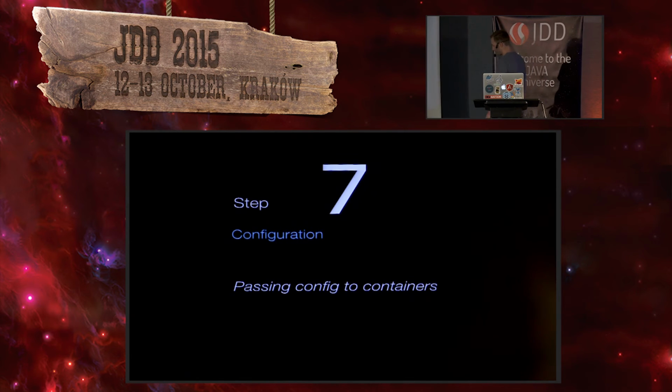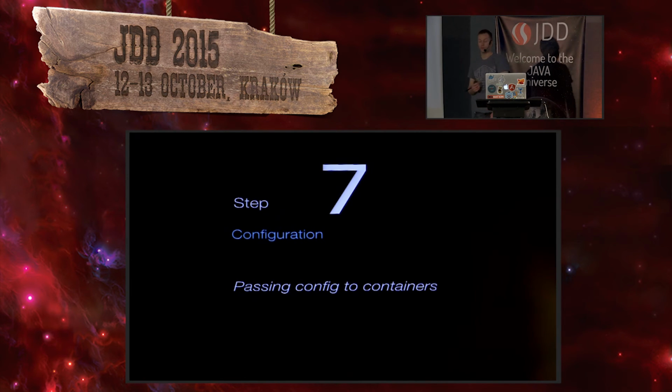So, last step. We might want to configure our containers. Let's say we have an application that uses a database. Well, which database? What's the username of the database, and what's the URL of the database? And that's probably different in the different environments that we use. If you use your container on your development machine, you probably want to use a different database than in production.